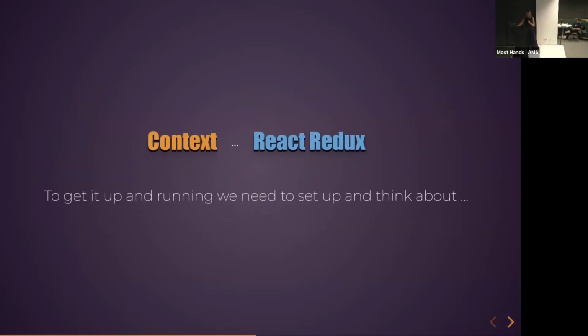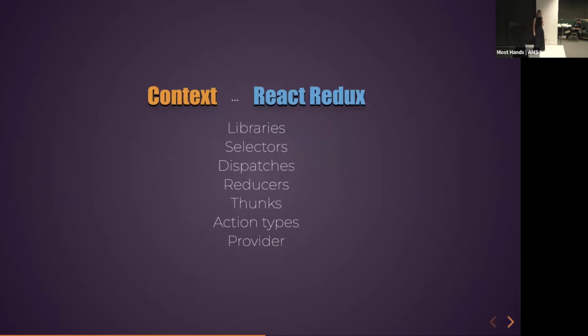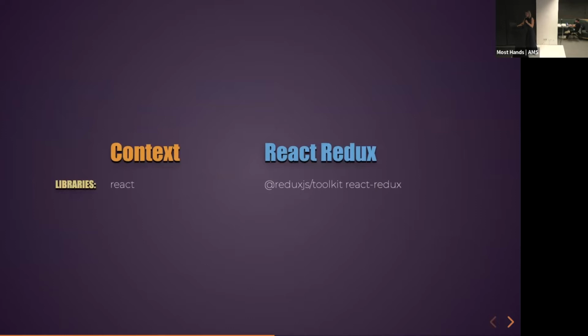Anyway, so to get this up and running, we need to set up and think about some things: libraries, selectors, dispatches, reducers, thunks, action types, and provider in a very simple case. So let's look at each one of them. As we all know, context is already inside our React framework. For React Redux, we're going to look at the actual toolkit, and when you're using Redux, this is the library that you should use. And we're also going to look at the React Redux library.